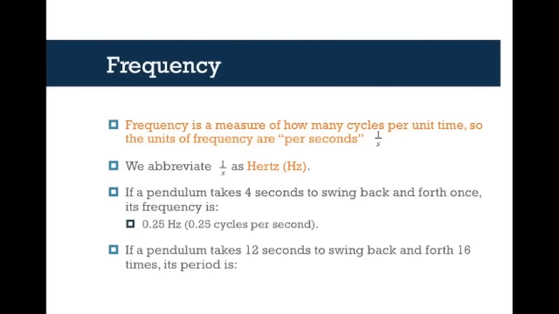And let's take a look at that second example. Same pendulum as before. If it takes 12 seconds to swing back and forth 16 times, well, that means that it completed 16 cycles in 12 seconds. We're looking for how many it completes per second. So 16 divided by 12, and we get about 1.3 hertz. It'd really be 1.3 repeating, or 4/3 cycles per second.